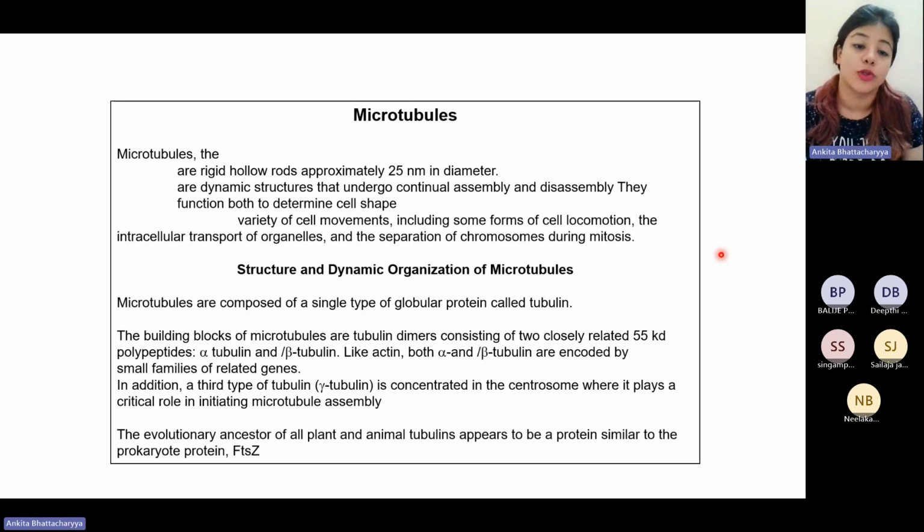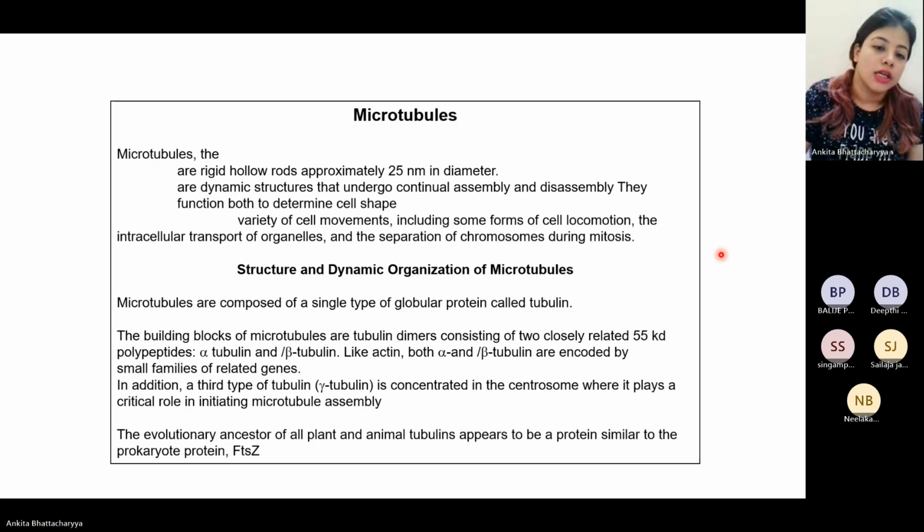So in the centrosome, the gamma tubulin, the third type of tubulin, is very concentrated, and it is credited with the job of microtubule assembly as well. And here you see that the evolutionary ancestor of all plant as well as animal tubulins appears to be a protein very similar to the prokaryotic protein known as FtsZ.